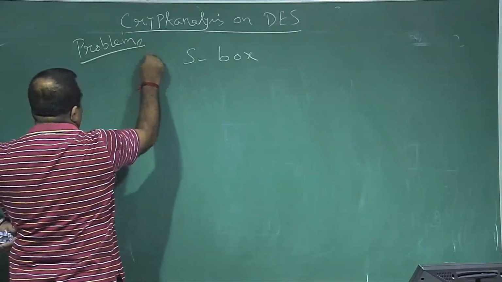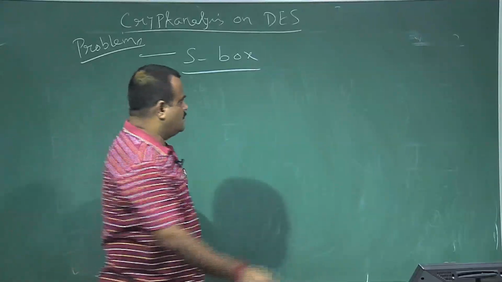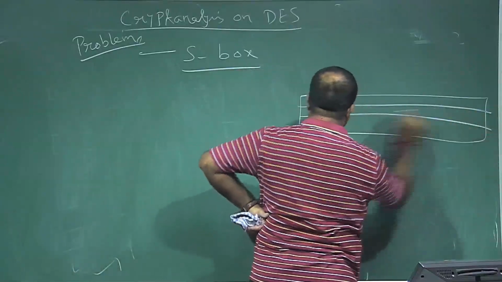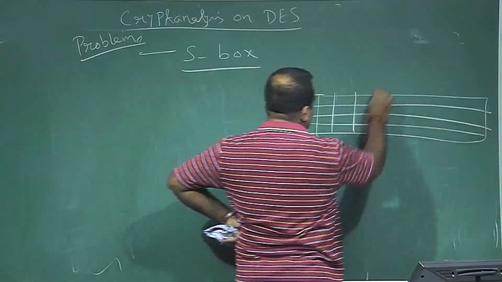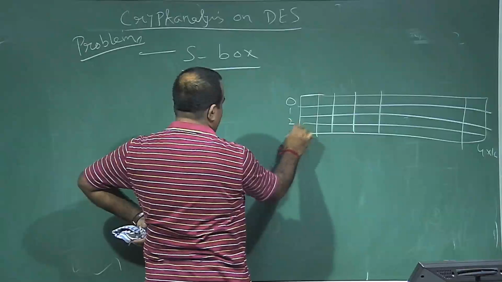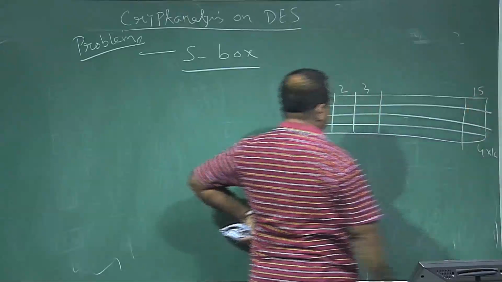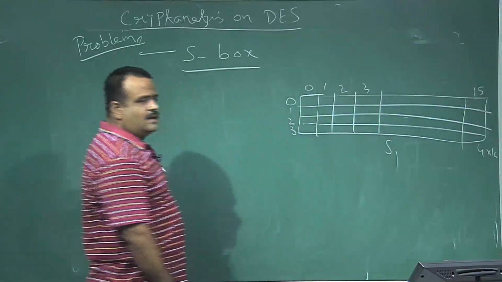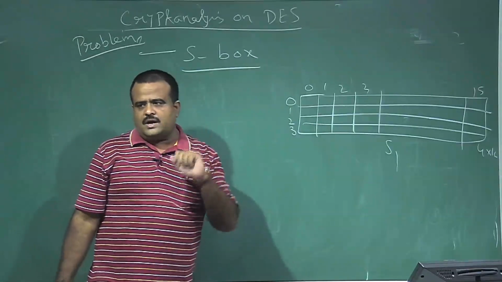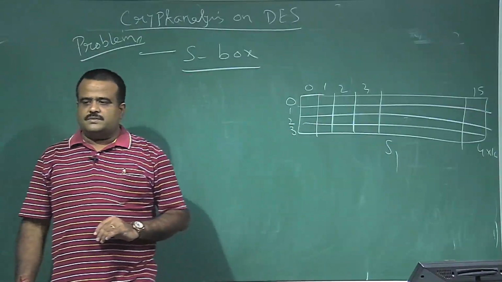So, these are the problems with the DES S box. They have given just a table, a 4 by 16 table, with rows 0 1 2 3 and columns like that up to 15. They have given, say, this is S1. So, there are 8 such S boxes. They have just given the S box in a table and we need to do the table lookup, but how these values are coming, there is no proper explanation for that.